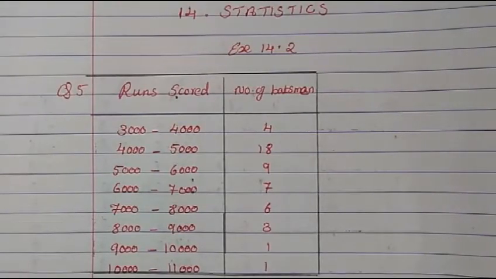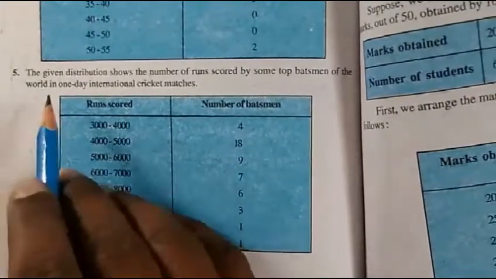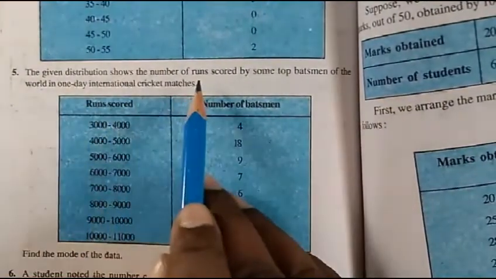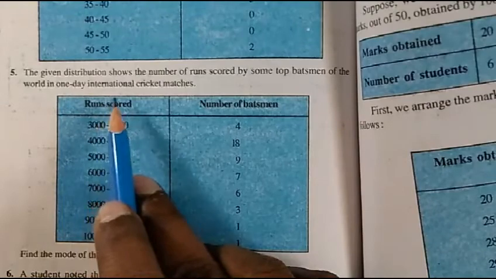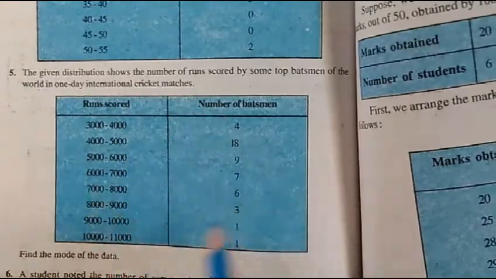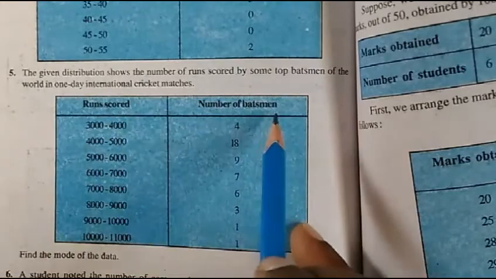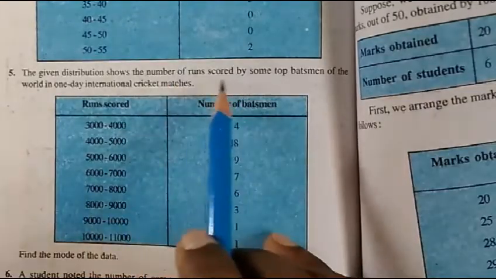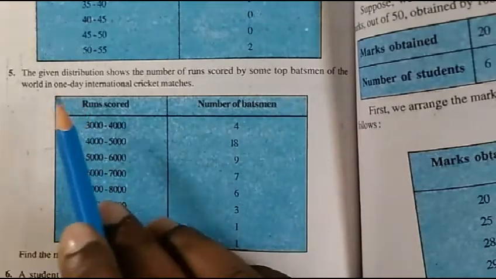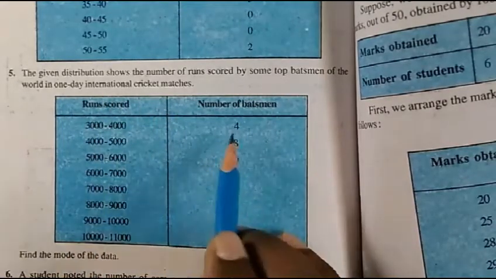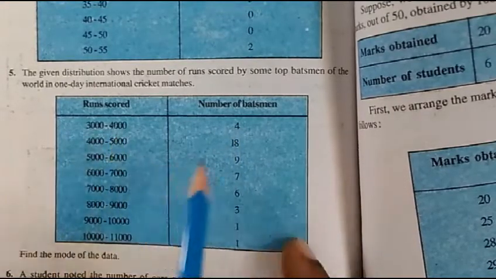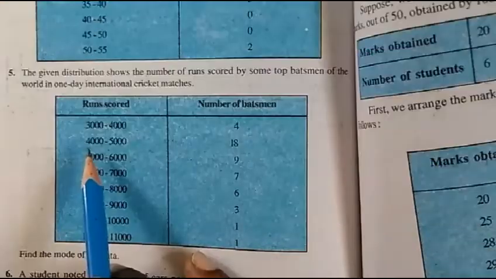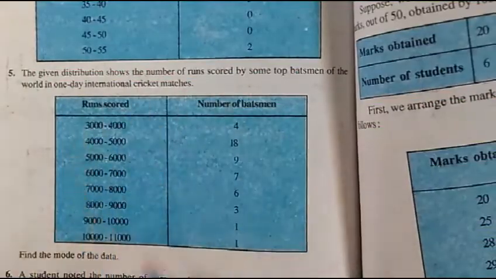We are studying chapter 14 statistics, exercise 14.2, question 5. The given distribution shows the number of runs scored by some top batsmen of the world in one day international cricket matches. So the data is given to us, runs scored and number of batsmen. There are 4 batsmen whose runs were 3000 to 4000, 18 batsmen whose runs were 4000 to 5000. So that's the data given to us.